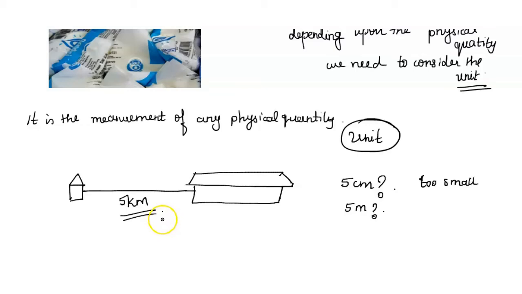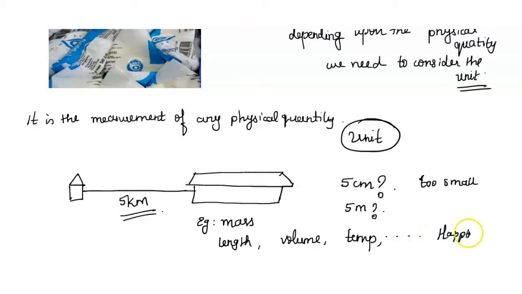A physical quantity is anything which can be measured. Some examples of physical quantities are mass, length, volume, temperature, etc. Whereas a non-physical quantity is something which cannot be measured, like happiness. Can you measure your happiness? Or sadness, how sad, and fear.